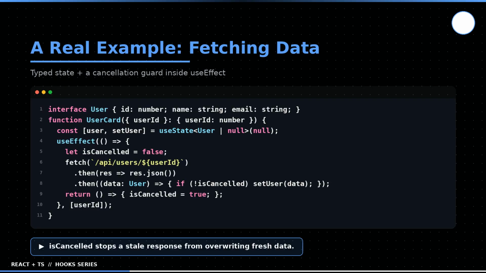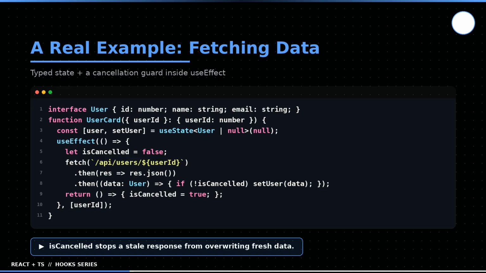3. A real example. Fetching data. Let's build something real. A component that fetches a user by ID and displays it. This is also where TypeScript starts to matter. Import useEffect, useState from React. Interface User: id number, name string, email string. Interface UserCardProps: userId number. Function UserCard, const user, setUser is useState User or null. Const loading, setLoading is useState boolean, const error is useState string or null.